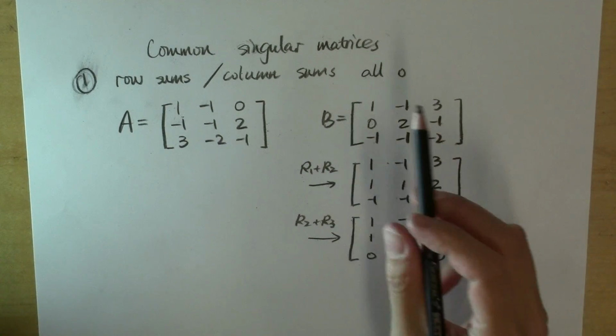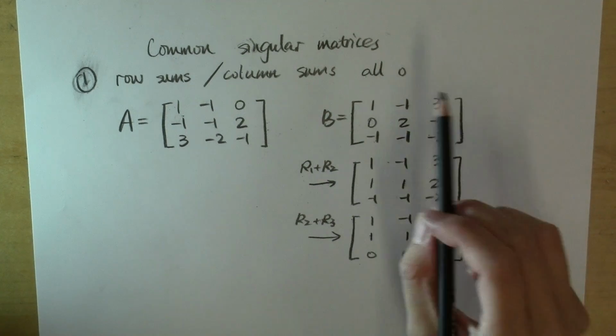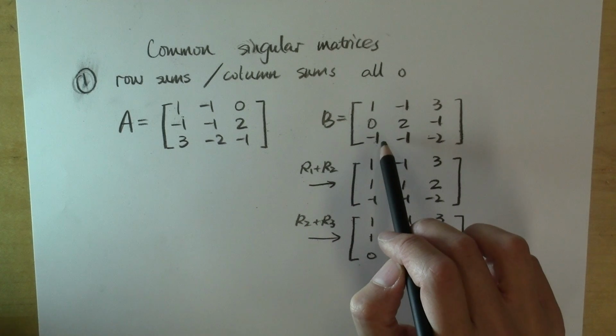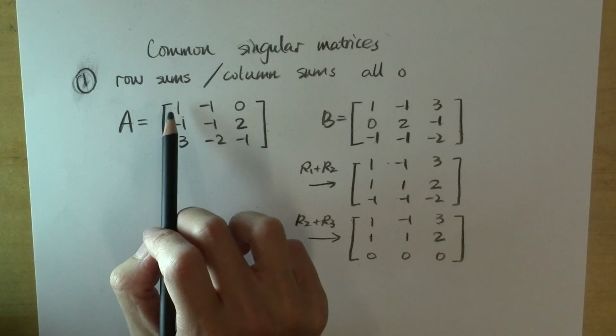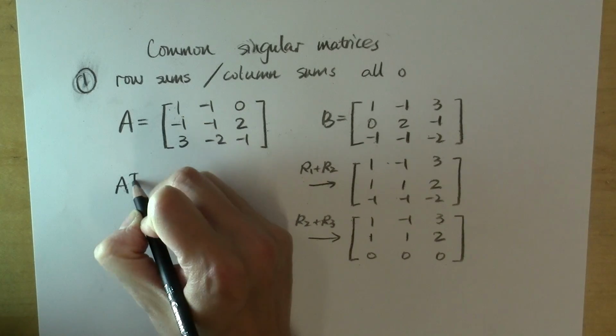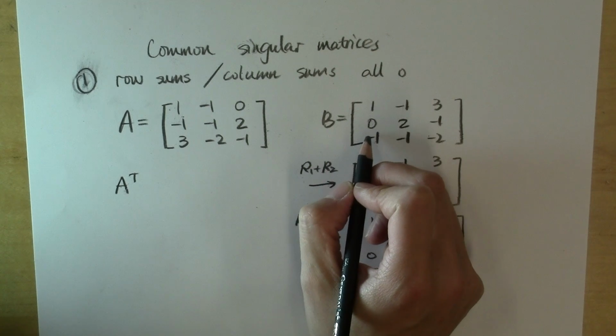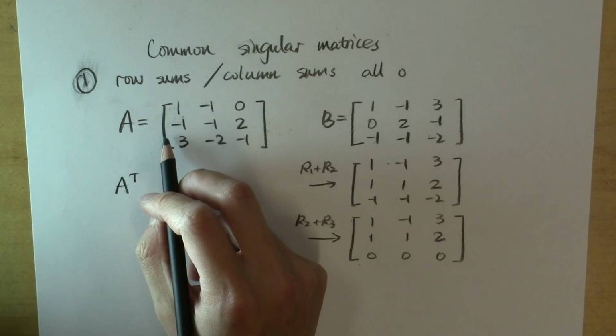And since B is row equivalent to a singular matrix, B is also singular. Therefore, square matrices whose column sums are all 0 are singular. And if there's a square matrix whose row sums are all 0 for each row, then the transpose of A belongs to this category. Therefore, the transpose of A is singular, and therefore A is singular.